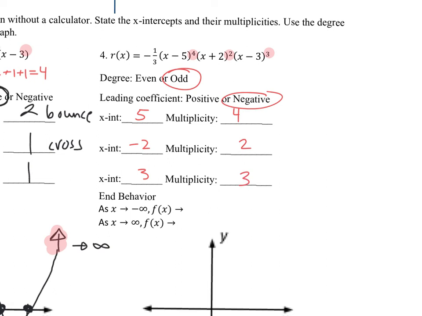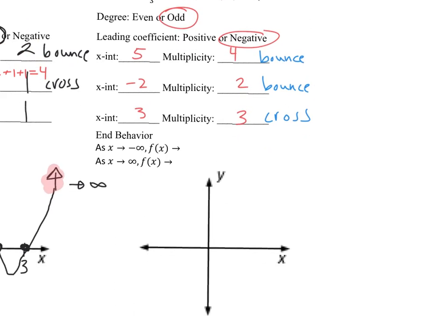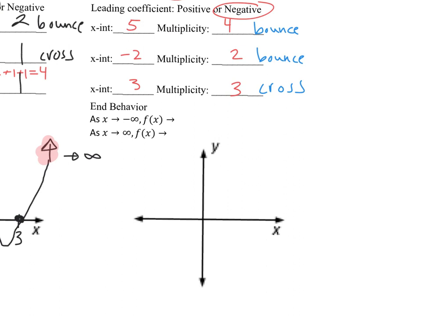Now, because right here I've got myself a 4, that means it's going to bounce here again, but then cross right here, okay? So let's be aware of that as we begin to put in our picture. So I've got myself a -2, 3, and 5. Put in my dots. And since my coefficient was negative and my degree was odd, that means my end behavior will do something like this. It'll have an arrow going this way and an arrow going this way, okay?